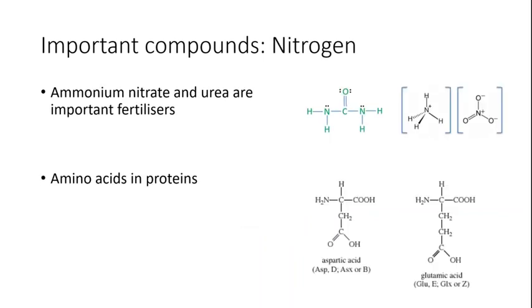Next, we'll be talking about compounds that contain nitrogen. Nitrogen compounds such as ammonium nitrate and urea are important fertilizers. This is because plants, being living organisms, require protein, and protein needs nitrogen in order to be synthesized. Hence, ammonium nitrate and urea are used as fertilizers as they act as a source of nitrogen for the plants. In addition, nitrogen can also be found in amino acids. Amino acids are an important building block for life as they are the fundamental units for proteins.